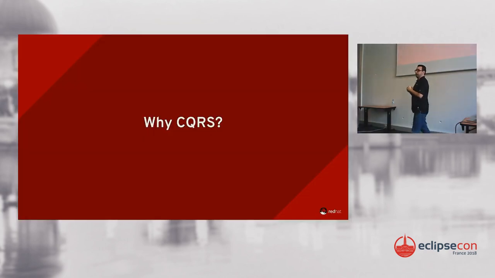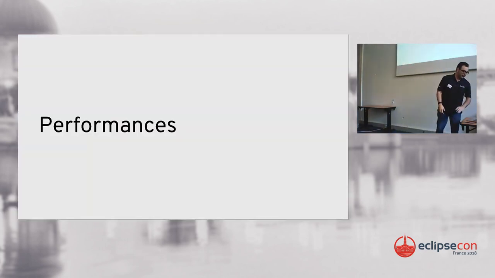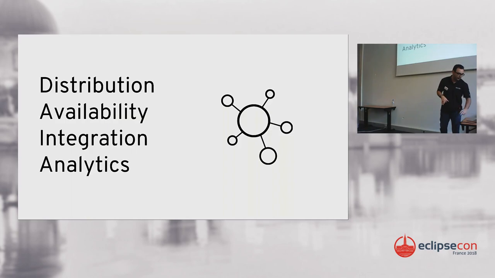So why CQRS? Well, the first reason, at the beginning we already said it, is performance. Fast write. You write very, very quickly on your write data store. For the read view, you can compute them, cache them, so it can be fast too. But there are other reasons, especially in the microservice world. First is distribution. The write and the read are two different data stores. So you can have one write and a few read data stores somewhere that are closer to the user.